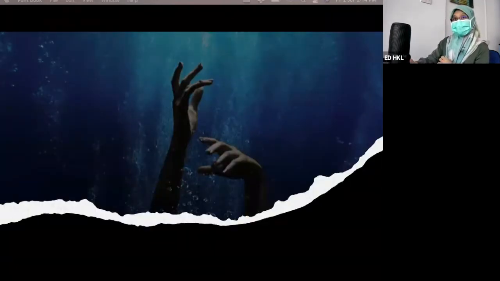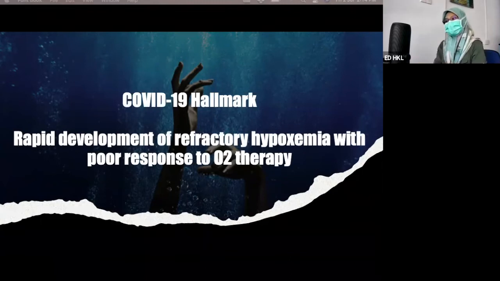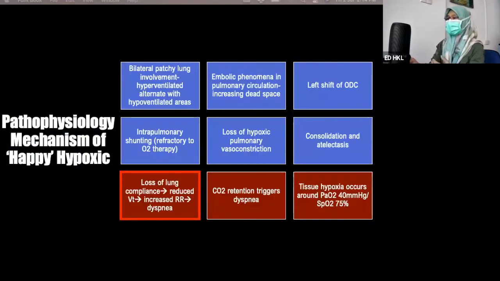Suddenly, the patient decides on us. Suddenly, he went to the toilet, came back, remember, performed prayers, and suddenly they're gasping, and the saturation drops further. We know that this is a COVID-19 hallmark, a rapid development of refractory hypoxemia. Refractory, even if you give a high flow mask, it will not improve, with poor response to oxygen therapy. So how do we intervene before this point happens? What are the clues?